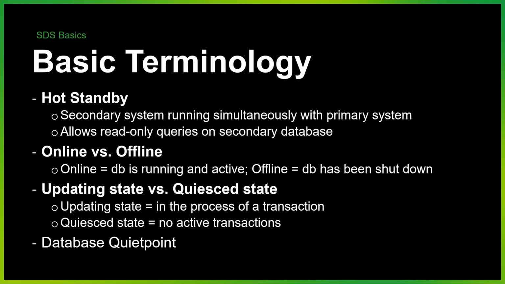If the database is online and the database is processing an active transaction, then the database is in an updating state. If the database has no active transactions or is in read-only state, then the database is quiesced. In order to transition from an updating state to a quiesced state, the database must reach a quiet point, which is when there are no active transactions.